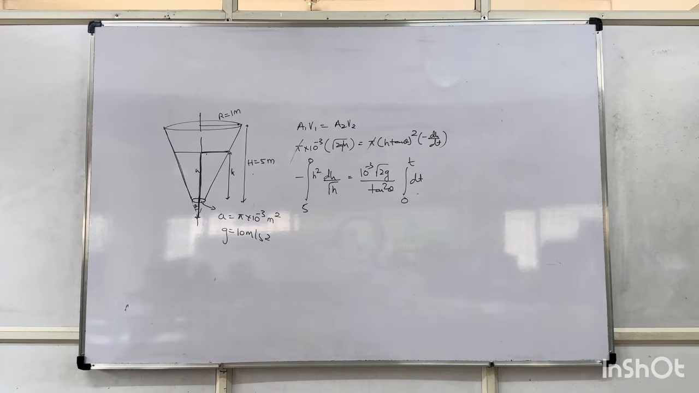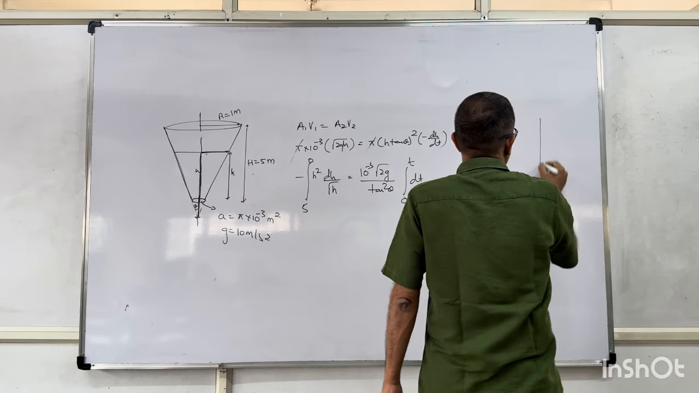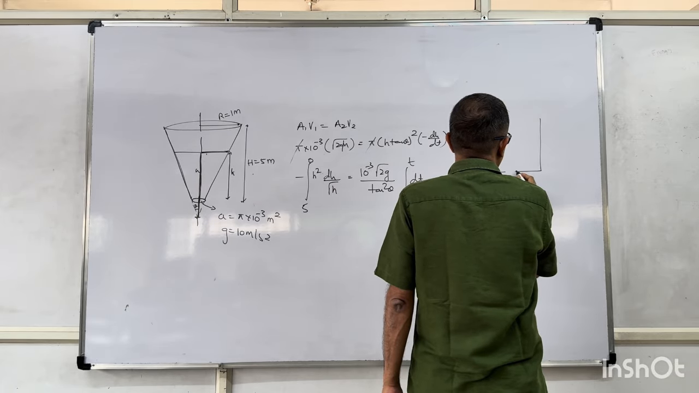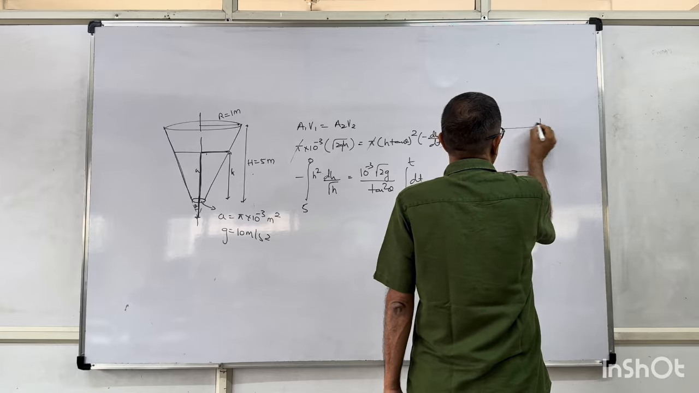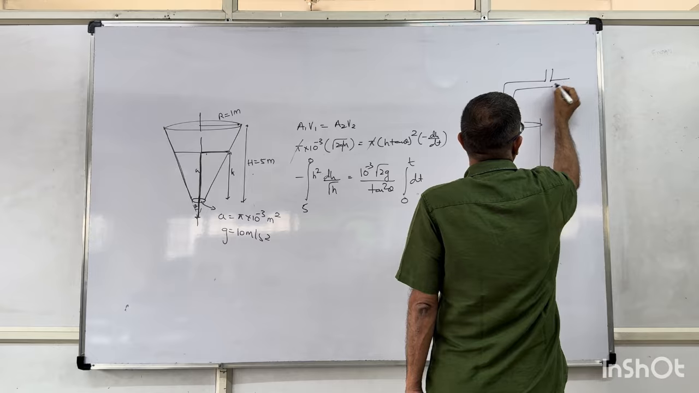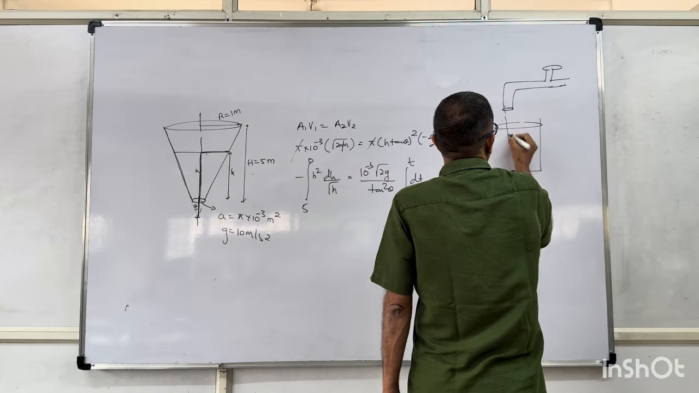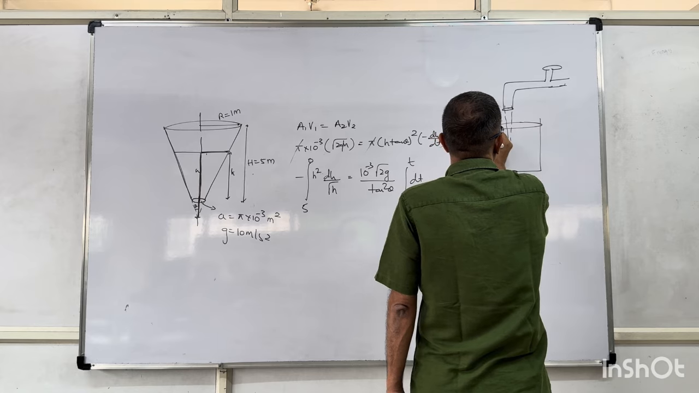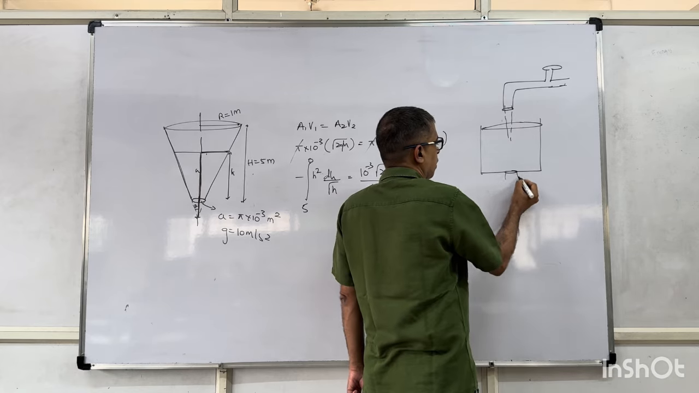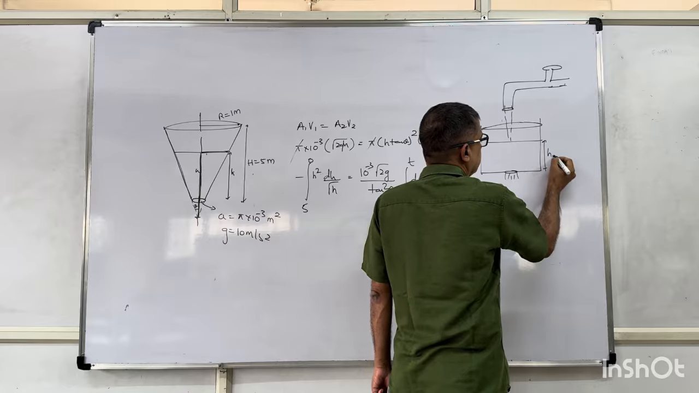Now, before I go to the next problem, one small, very silly thing. There is a cylindrical hole, cylinder with a hole here. You have a tap here. What is the maximum height? H maximum.